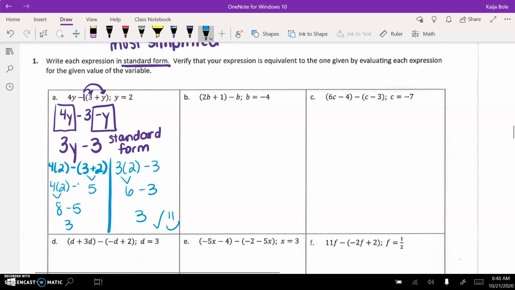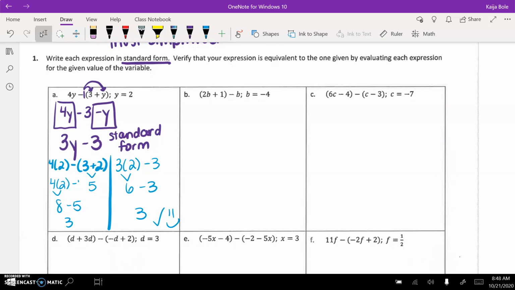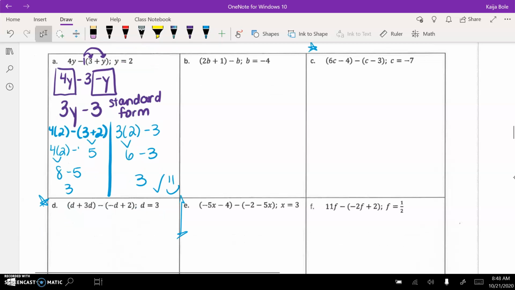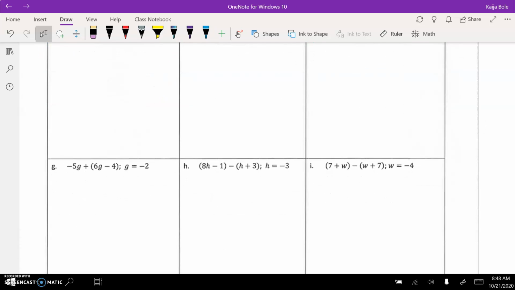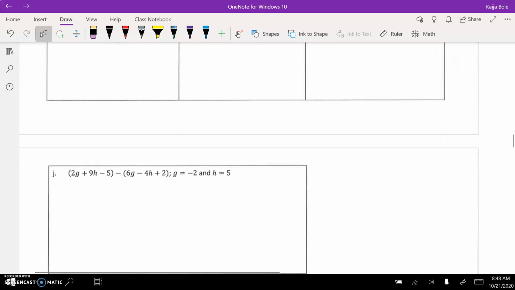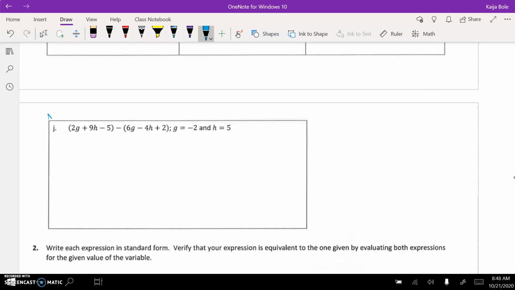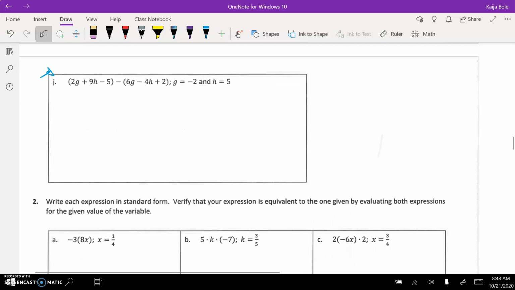I will give some hints. We talked about distributing that negative 1. You're going to need that in part C, in part D, part E, part F, and then again in part H and part I. Okay, that's really a big idea of today. And then if you go to the second page, you again need it in part J. Okay, part J's got 2 variables, getting a little crazy, very exciting.